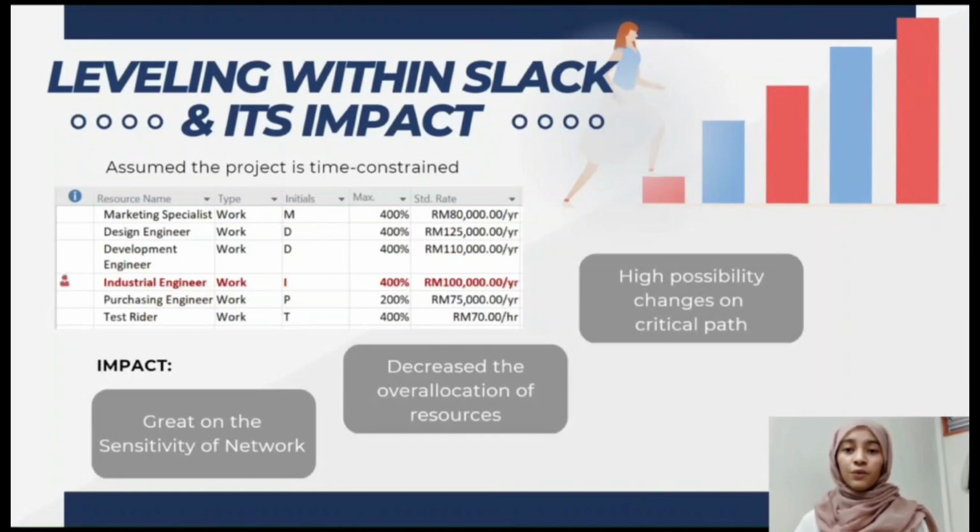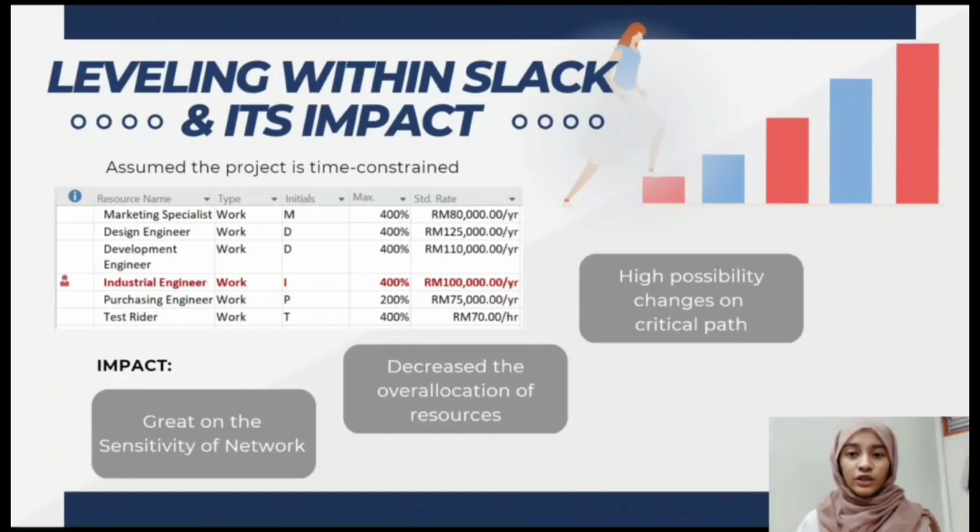As we can see, leveling within the slack will cause an impact on the network. It will cause a great impact on the sensitivity of the network. When the resources have been leveled within the slack, the over-allocation has decreased from 3 over-allocated resources to only 1, which is the industrial engineer, leaving the marketing specialist and the design engineer allocated. Leveling also gives a high possibility of the critical path being changed, as slack plays a significant role in the schedule.